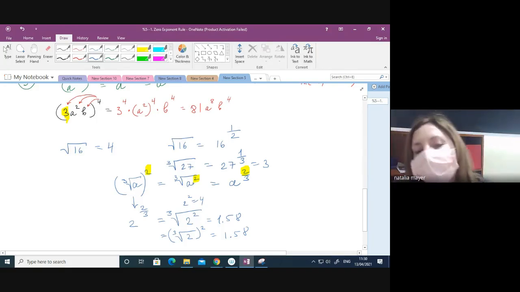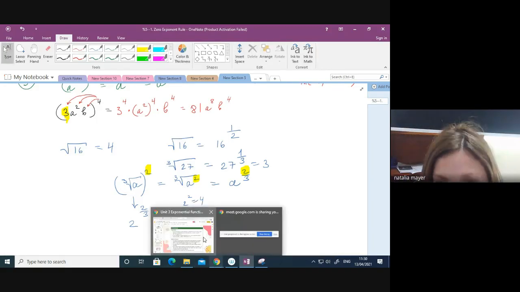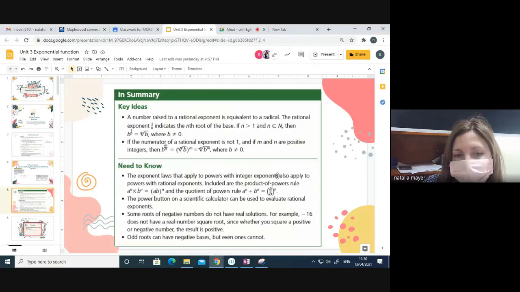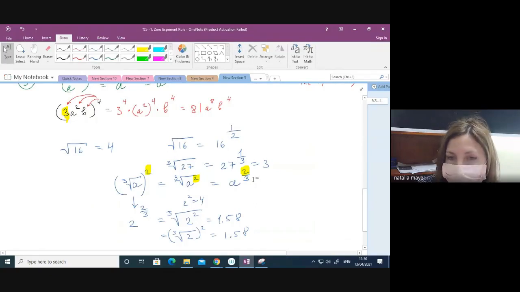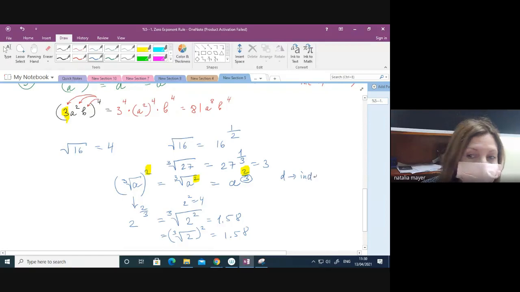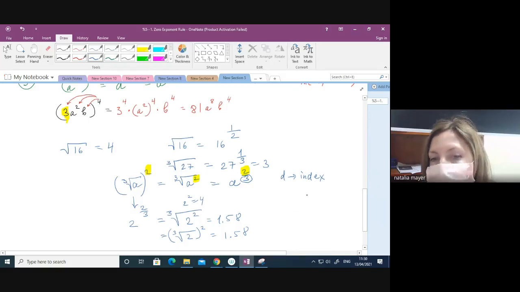Okay, so what's nice is to always stick to the idea that the denominator of the rational exponent is the index. So the denominator becomes the index, always. All right? And this will make your life easier.